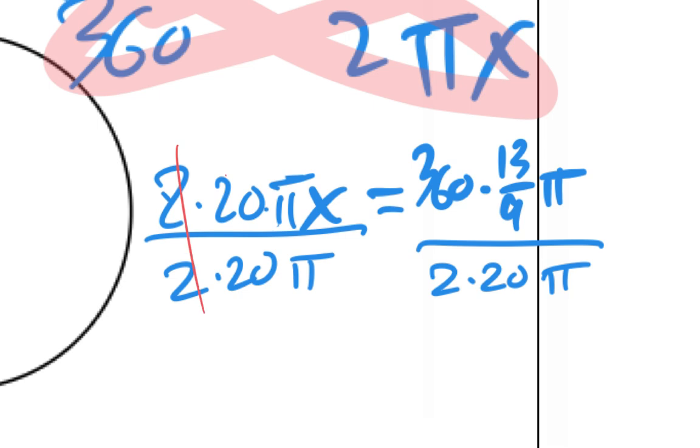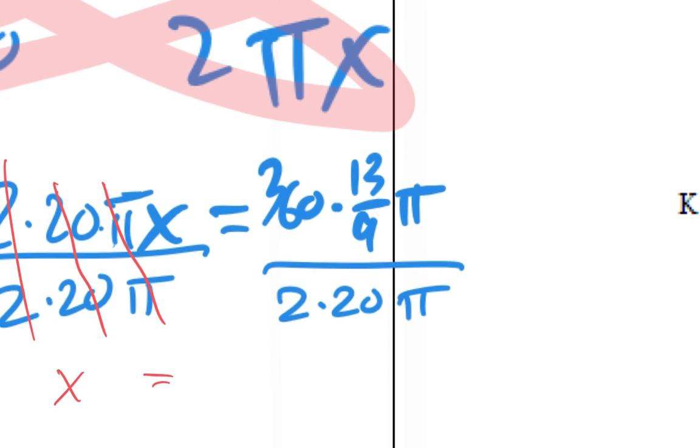This 2's cancel out, right? The 20 cancels out. The pi's cancel out also, and we're left with just x, right? Equals... now let's do some thinking over here. What happens with the x, the pi's over here? Well, those cancel out, right?